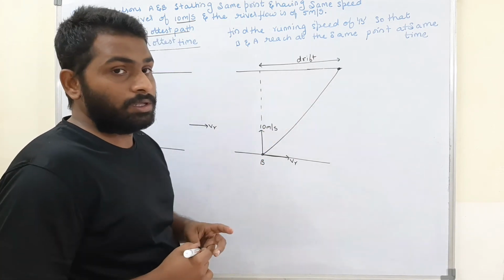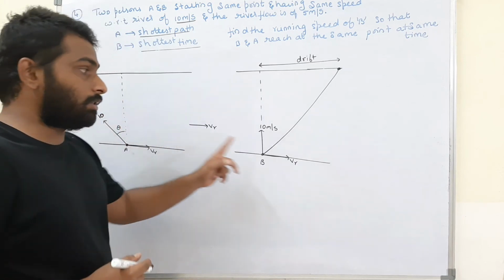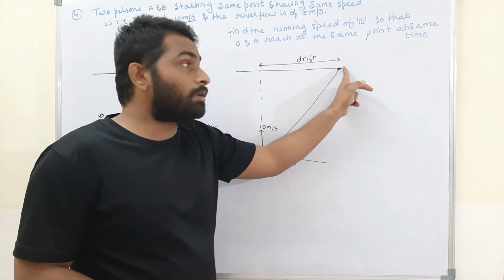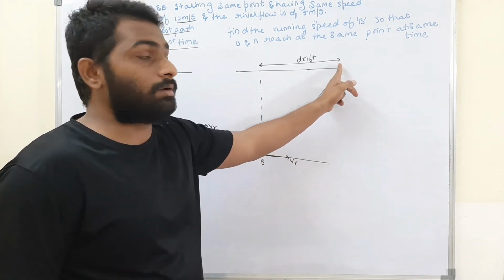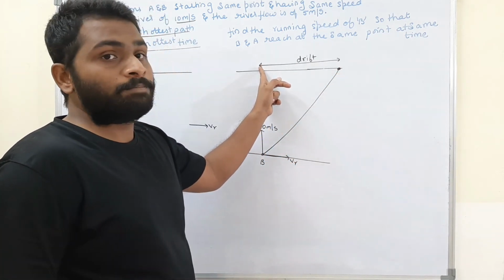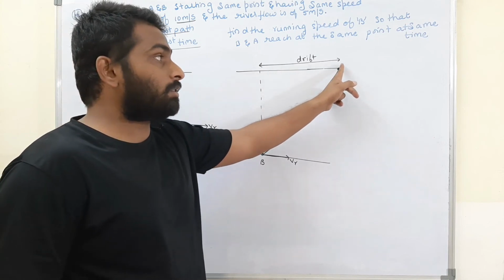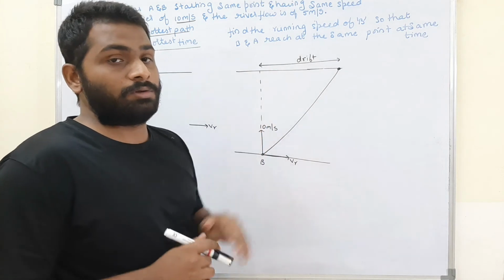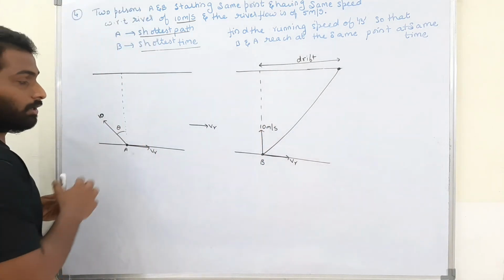Now what is he doing? When compared to A, B is reaching early. Well and good. Now what does B do? From here, B started to run from here to there. Now they told us to find the speed of that running. That's all. Now first of all, I am going to find the time taken.